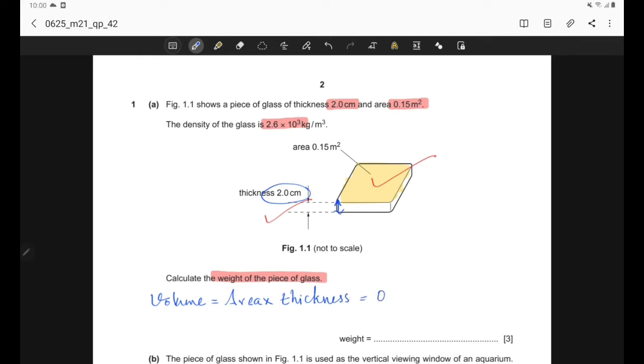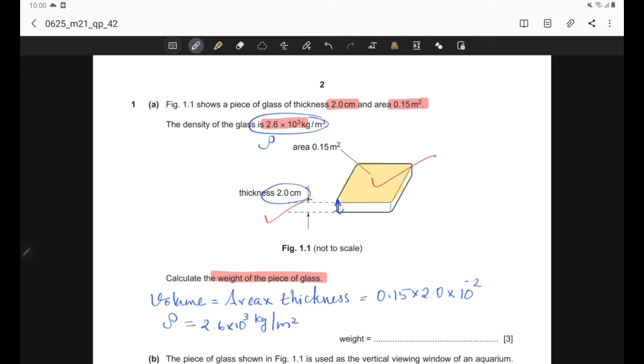So where area is 0.15 times thickness is 2 cm, that is 2 into centimeter we should convert to meter, so 10 to the power minus 2. So now we have volume, and density is also given in the question, that is density is 2.6 times 10 to the power 3 kilogram per meter cube.